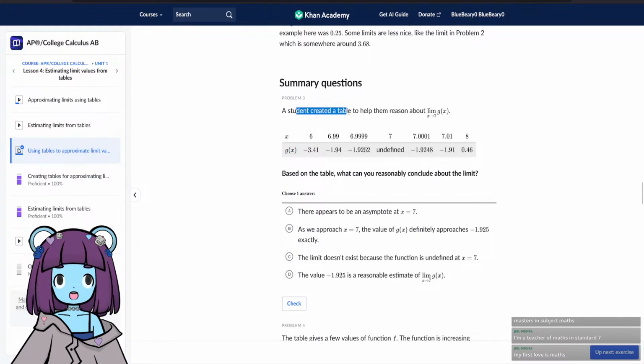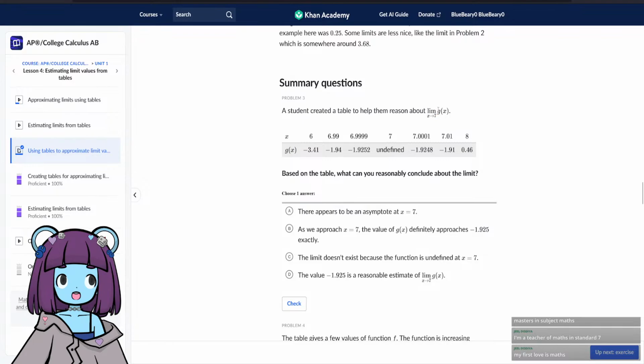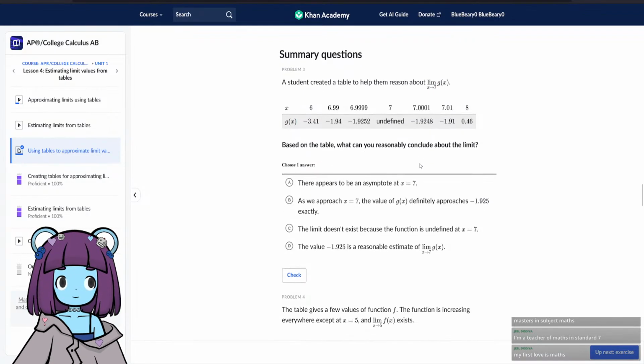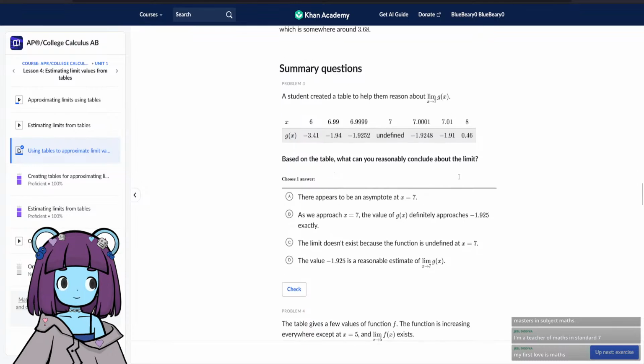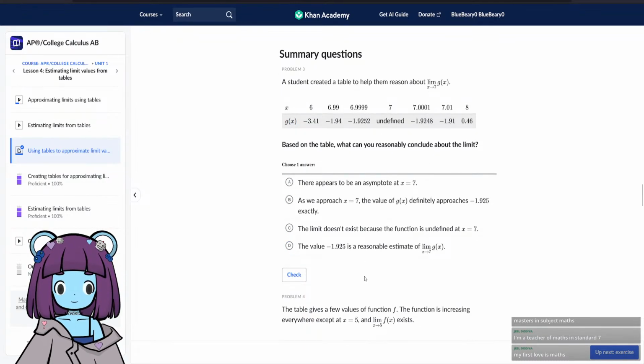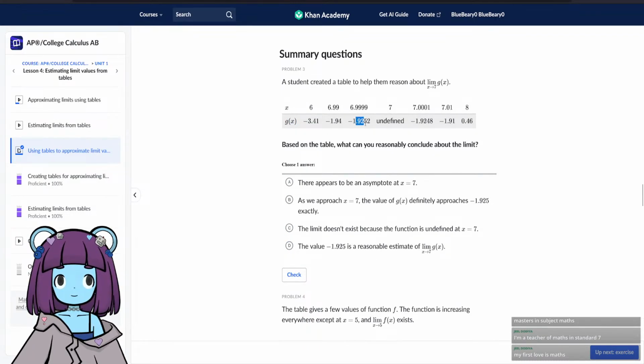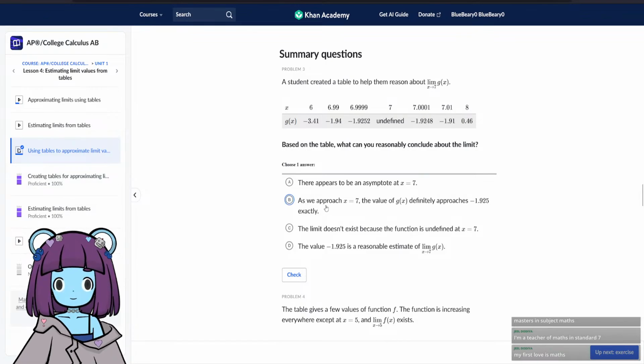A student created a table to help them reason about the limit as x approaches 7. Based on the table, what can you reasonably conclude about the limit? Let's see. This decreases. So it is constantly decreasing. Approaches.